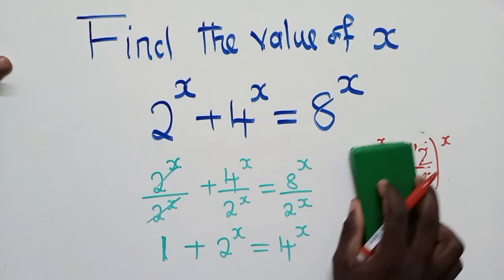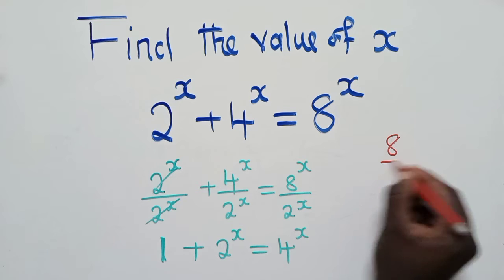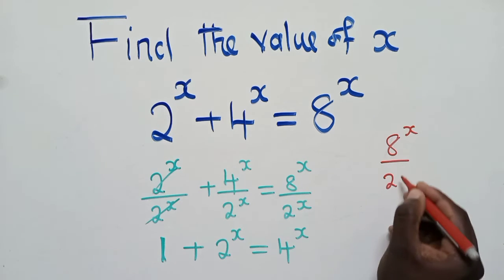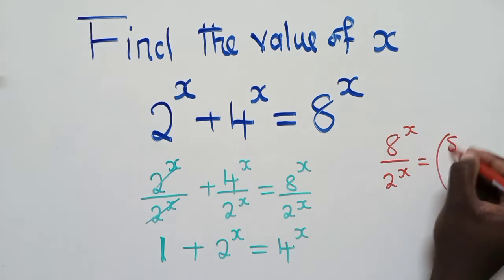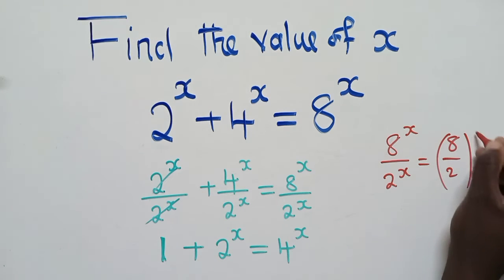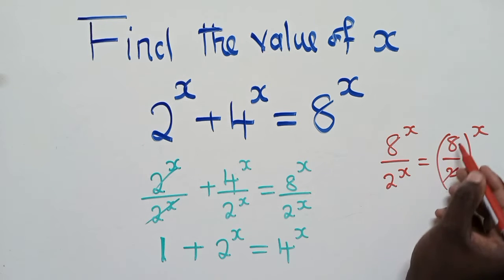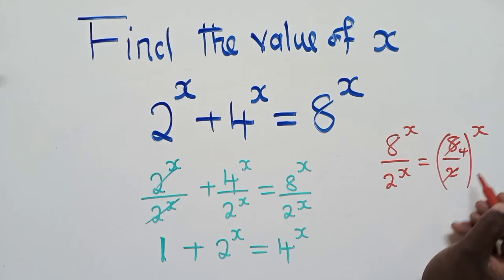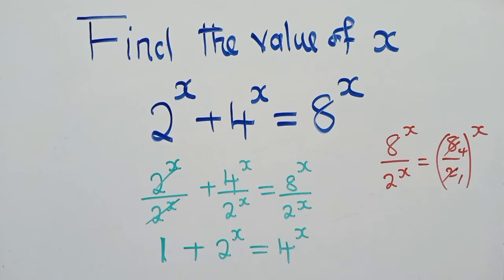The same thing has happened on this one. We have 8^x over 2^x, so this also will be like this. Using the laws of indices, 8 divided by 2 will just be 4, so we have 4^x, and this is what we have.